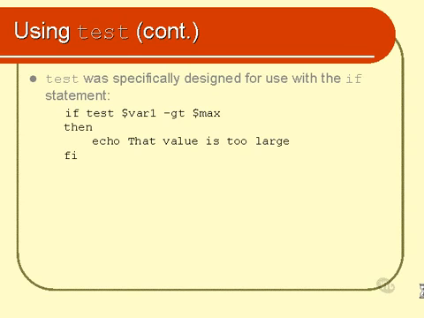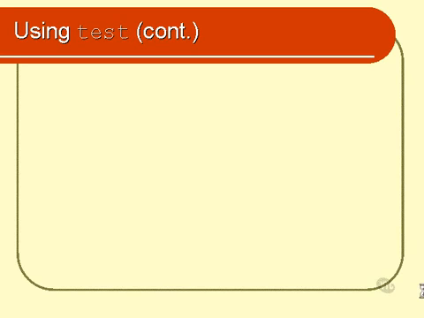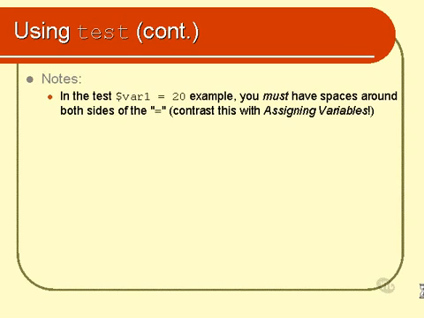Sadly, we can't use the greater than symbol. The greater than symbol is already used by the shell program to redirect output to a file, as you probably already know. Now, a couple of notes when using test. These are quite important. I really think that you should keep these in mind, or you'll get all sorts of errors in your scripts. The first is the spaces around the equal sign. You absolutely must have spaces around both sides of the equal sign.